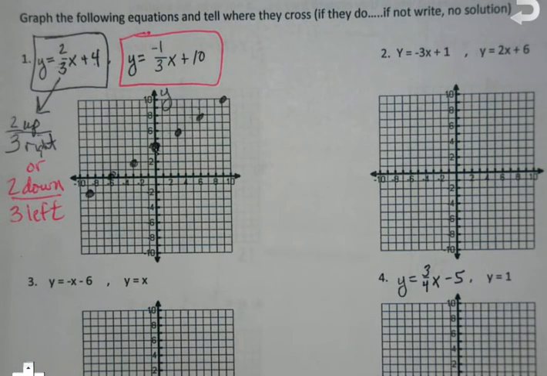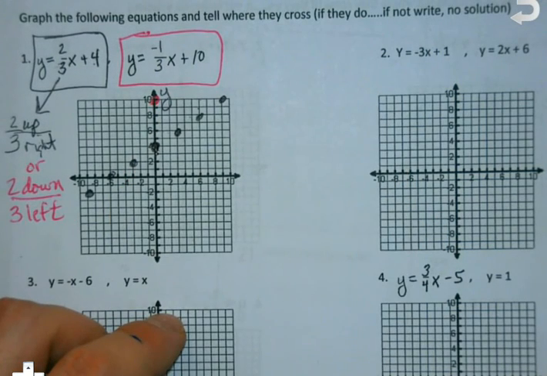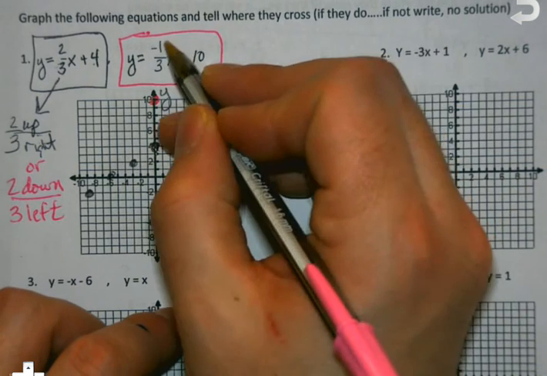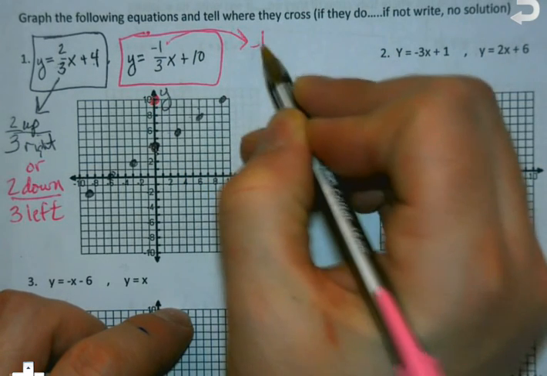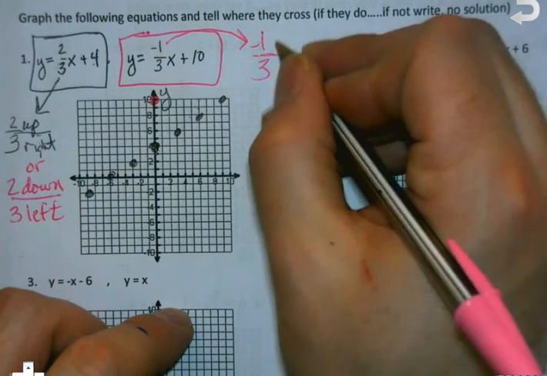Now I've got to do the same thing with my other line. So I've got negative 1/3 x plus 10. Where do I go first? What's my y-intercept for my pink line? 10. Okay, so here's 10. Boom. So if my slope is negative 1/3, what does that mean? Down 1 and right 3.